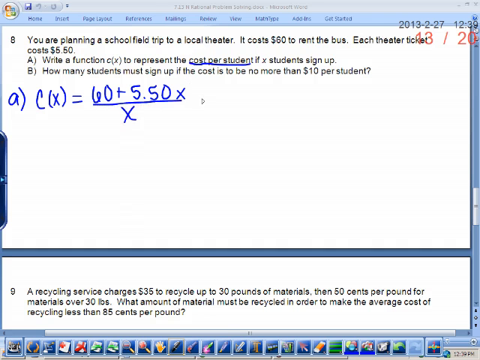This is the exact same as saying c of x equals 60 over x plus 5.50. So if this is where your head went, that's totally fine. These two mean exactly the same thing. I'm going to go ahead and work with this one, but I wanted you to know that they mean the exact same thing. Okay, look at B. B says, how many students must sign up if the cost is to be no more than $10 per student? So this is what represents our cost.